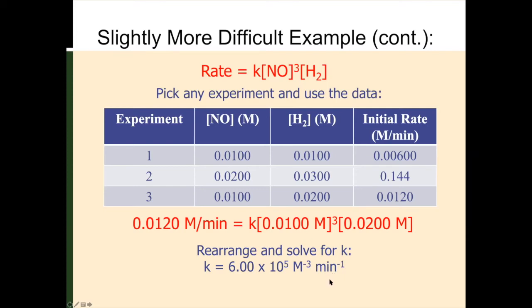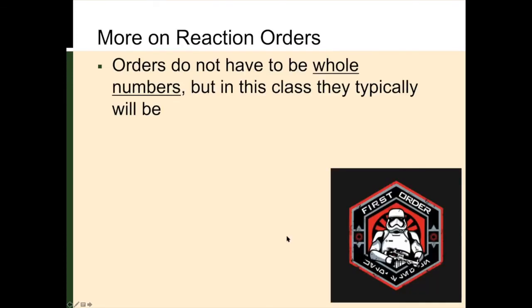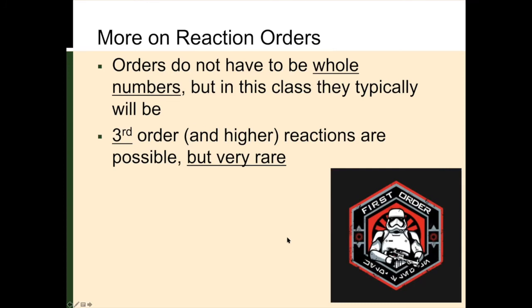And definitely you want to practice these as much as time allows, because this is an important topic from this unit. Orders of reaction don't have to be whole numbers, but in general chemistry, we take things one step at a time. That's really what we're going to focus on: those reaction orders being nice, round, whole numbers. And as I said, typically the reaction order is 0, 1, or 2. Zero order, first order, or second order. But it is possible to have third order and higher, but that is very rare.